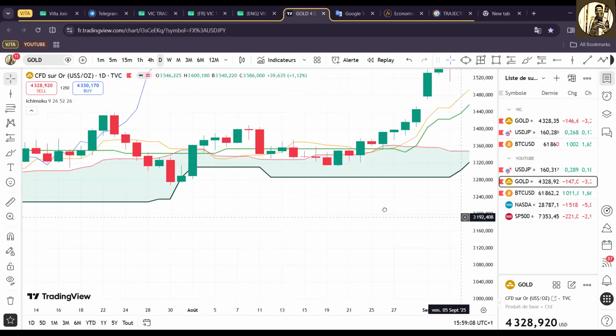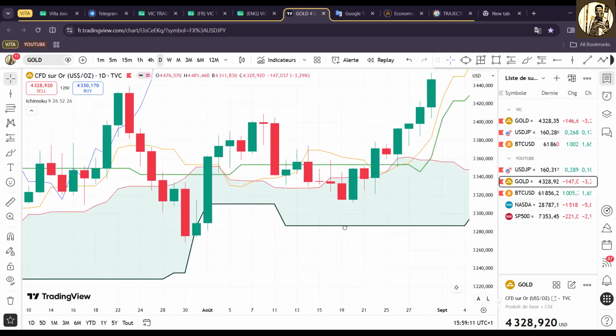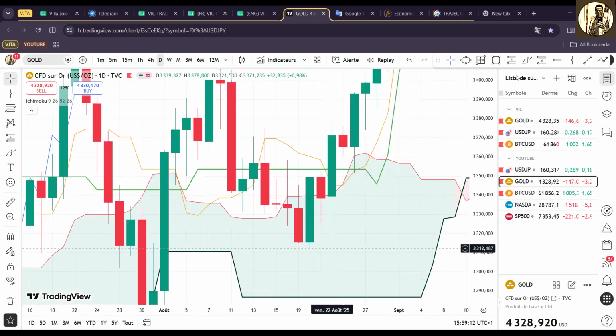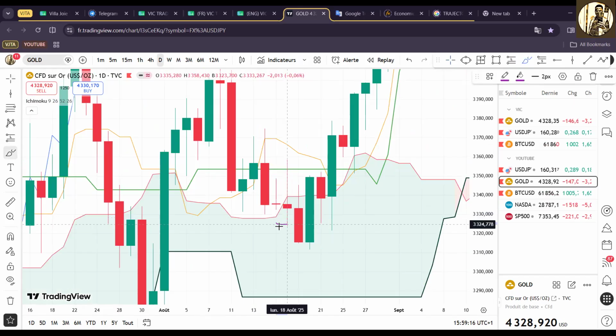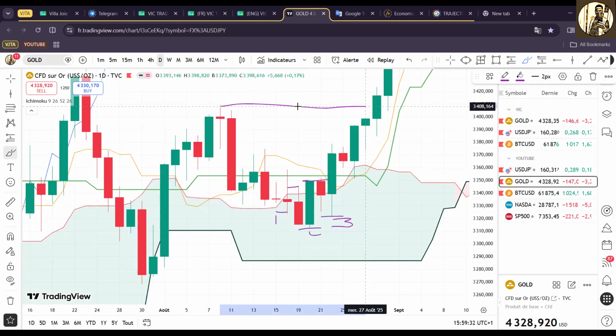Let us look at it here again. Look, for example, SSA has been touched here for the first time. Then the price went above here at this candle. Then SSA is touched for the second time. Then the price went just above SSA. Then SSA is touched again for the third time. Then the third time created a V breaker at this point.